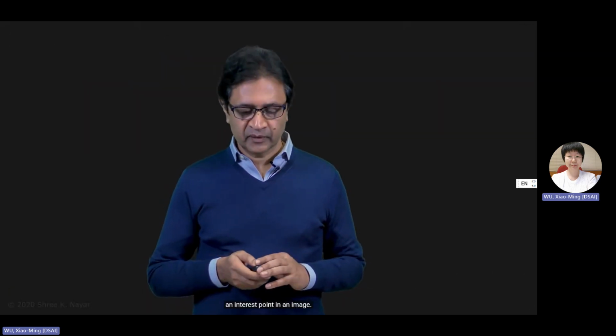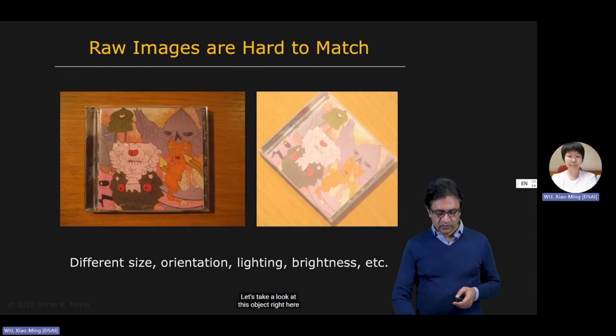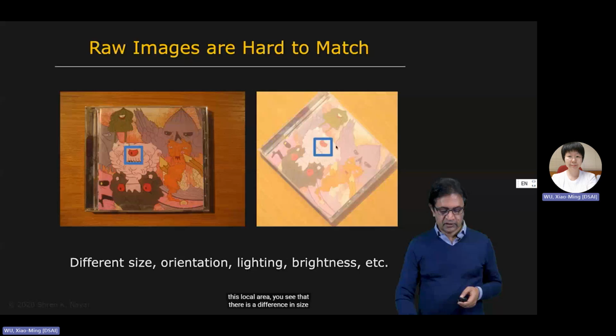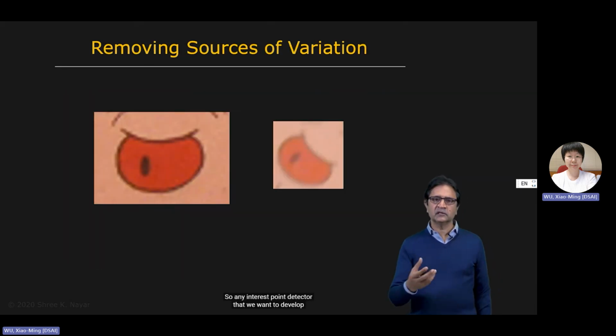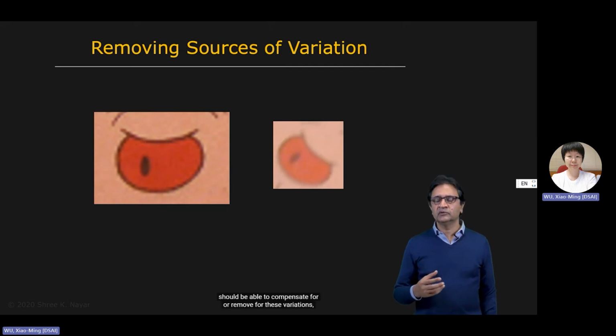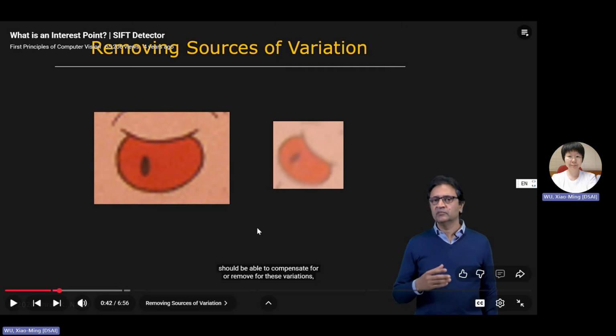Now let's take a look at what really is an interest point in an image. Let's take a look at this object right here and two images of it taken under different conditions. If you consider this patch right here, this local area, you see that there is a difference in size because the magnification used is different in these two cases. There's of course a difference in orientation, in lighting for sure, perhaps the distribution of light, but also the intensity of light, and so on. So any interest point detector that we want to develop should be able to handle that.